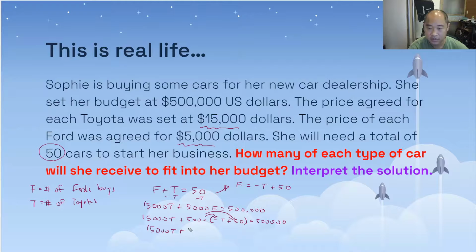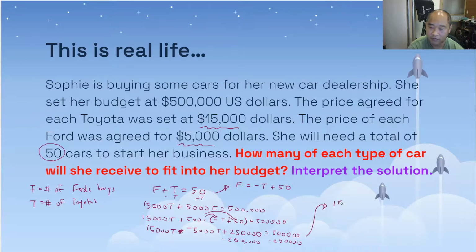15,000 t minus 5,000 t plus 250,000 equals 500,000. Make sure when you're doing your math, if you have lots of zeros, to count how many zeros you have and make sure you've done everything correctly. So we're going to subtract $250,000 from both sides. Thankfully, the math is still easy.